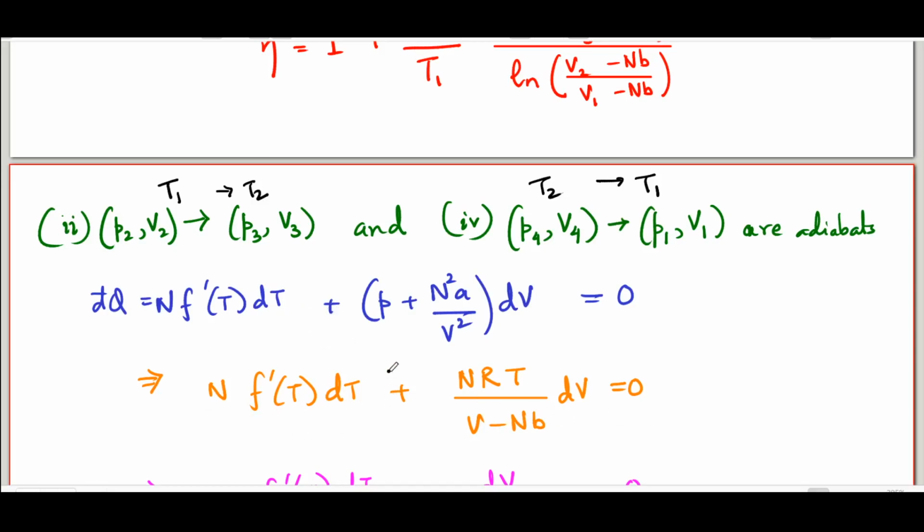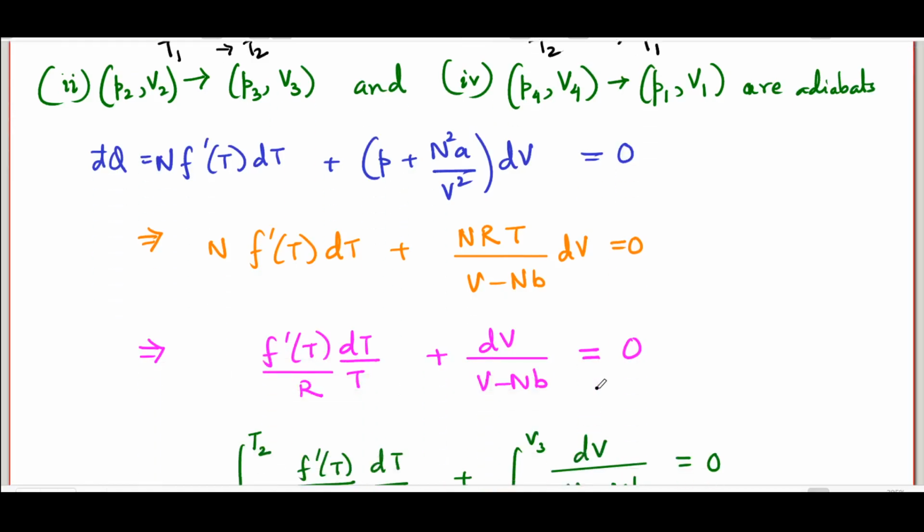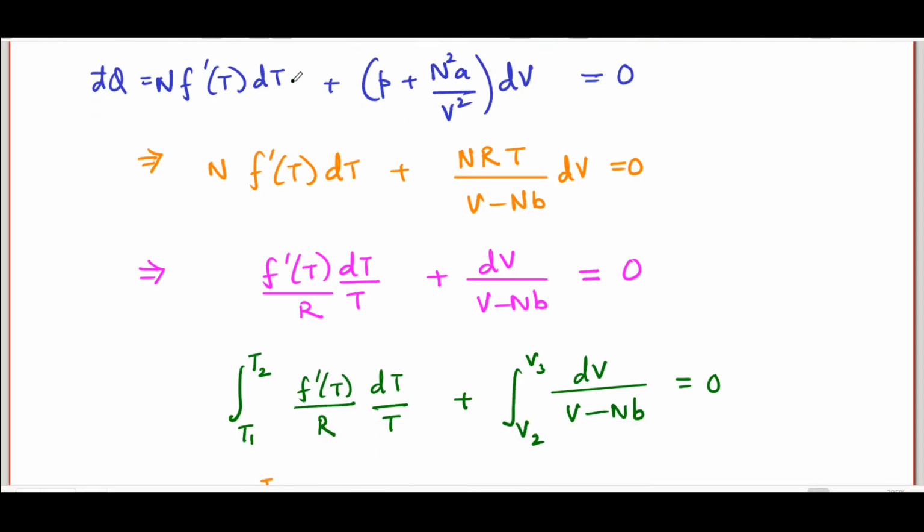You have only T here, but here you have a mix of T and V. But that's easily remedied. All you have to do is divide by nRT and you end up with F prime T, this derivative, by R times dT by T plus dV by V minus nb is 0. Now if you integrate this from this state to this state, which is from temperature T1 volume V2 to temperature T2 volume V3, this expression simply gives you F prime T dT by T into 1 by R integrated from T1 to T2 plus V2 to V3 integral of dV by V minus nb equals 0.